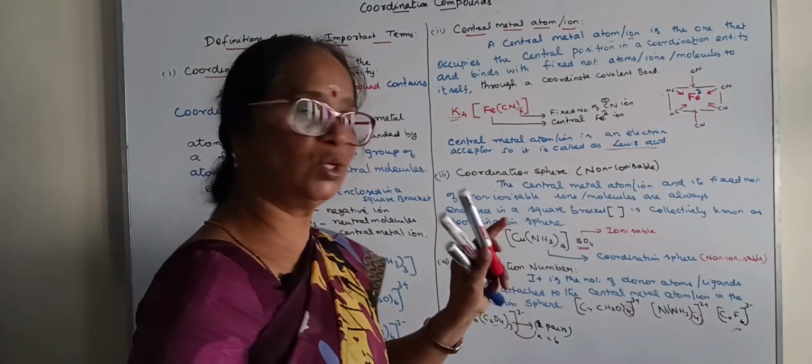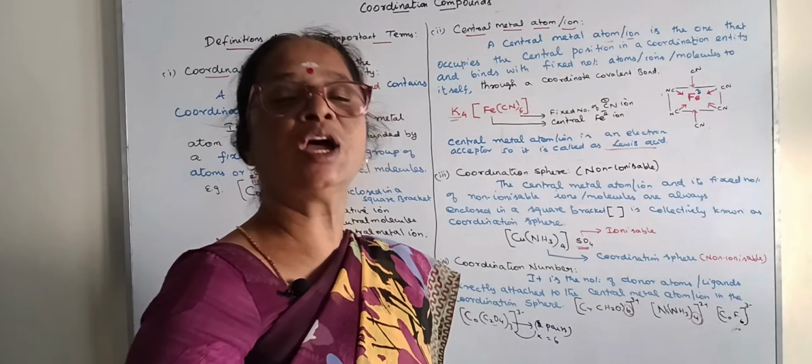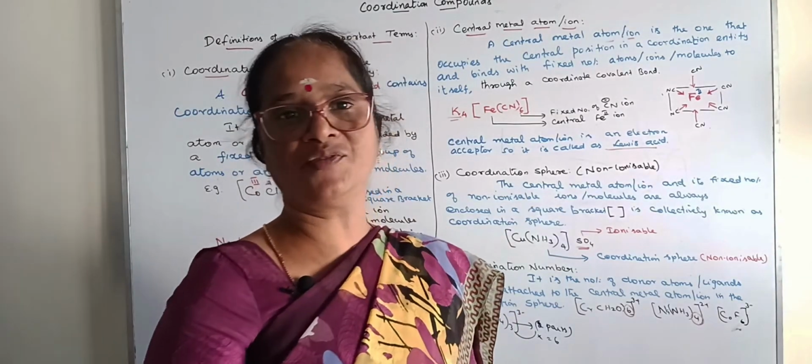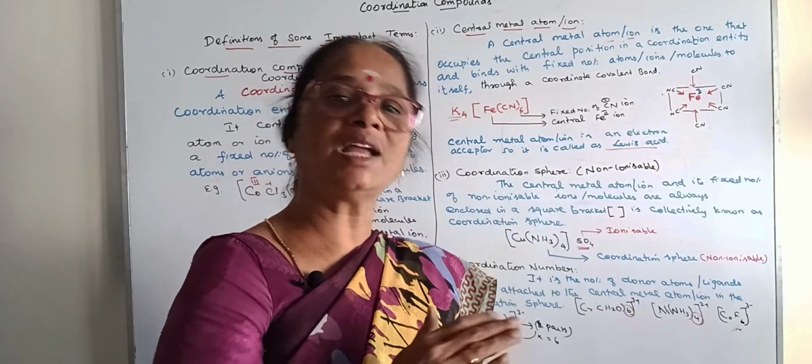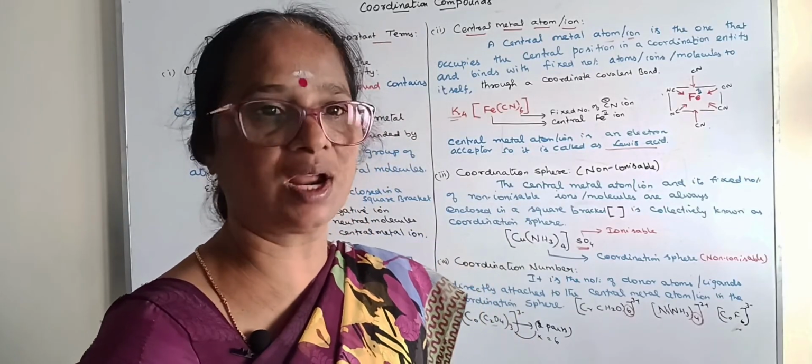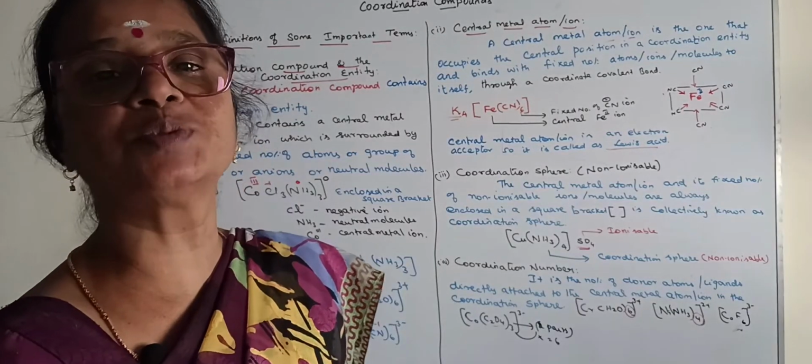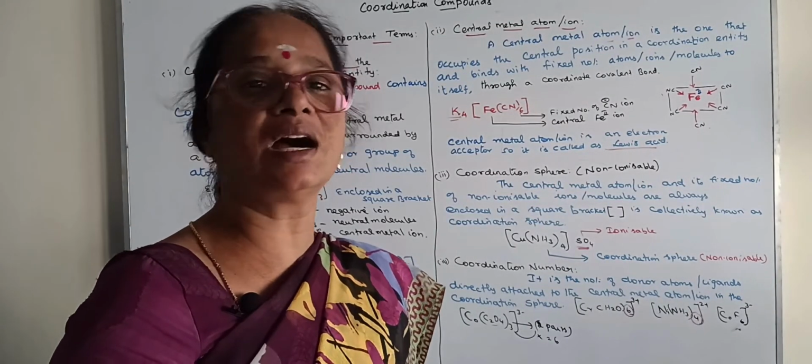So here the donor groups have a tendency to donate a single pair of electrons or more than one pair of electrons, and electron donor groups are actually referred to as ligands.